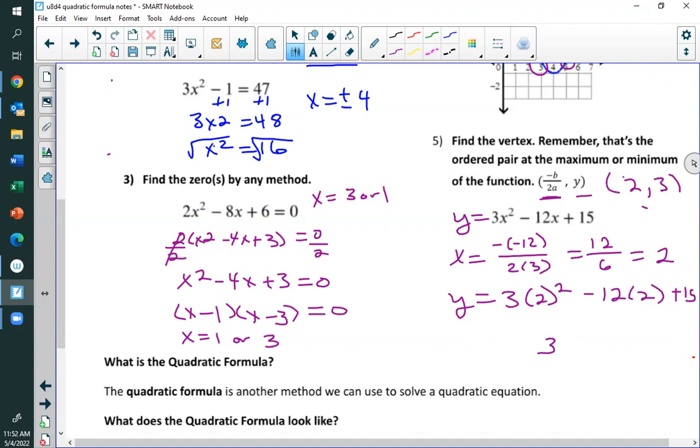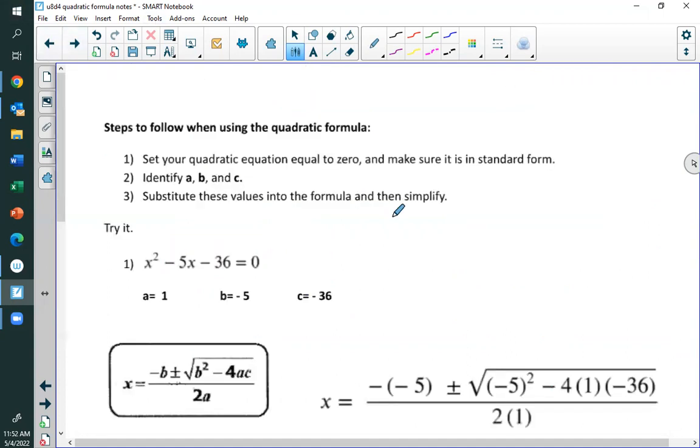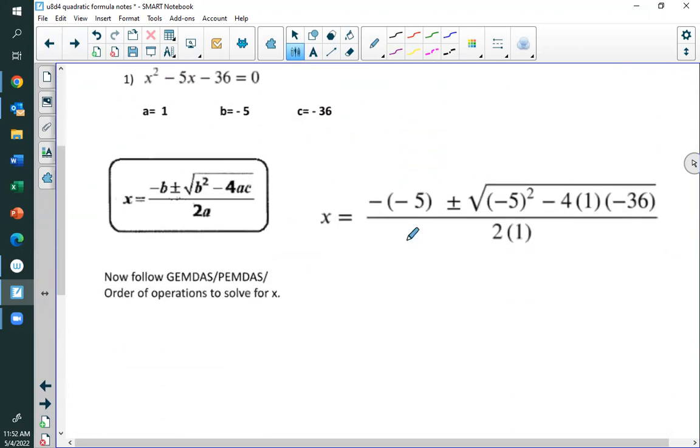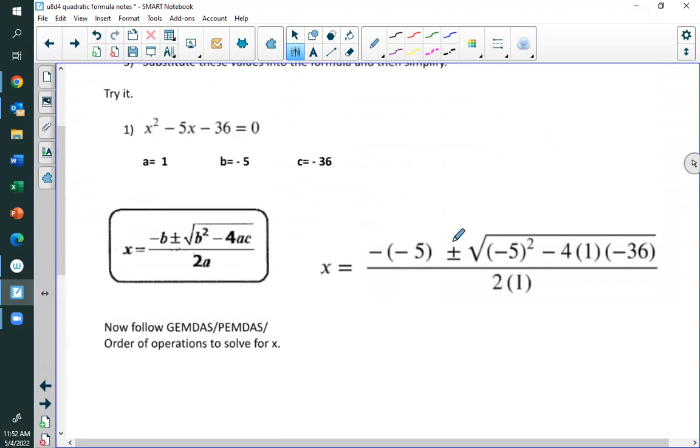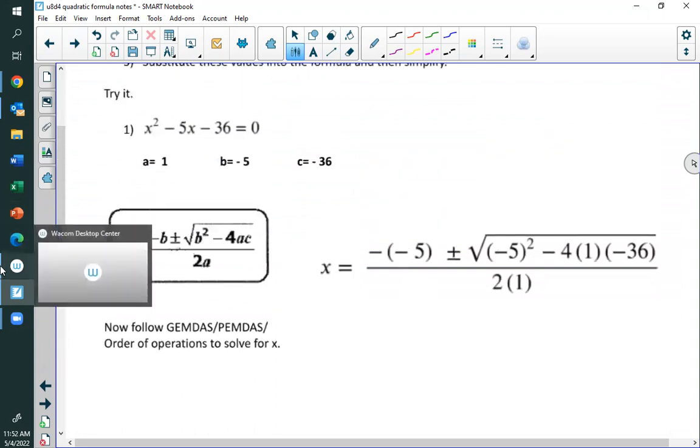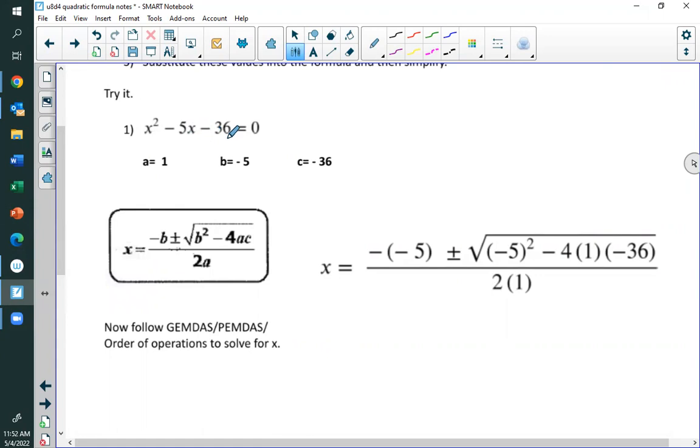Okay, so using the quadratic formula, we're going to do one whole page for one single example. So my equation that I'm starting with, I want to make sure that I'm set equal to 0. And then I'm going to find a, b, and c. A is 1, b is negative 5, and c is negative 36. Once I have those, I'm just plugging stuff into the formula right here.